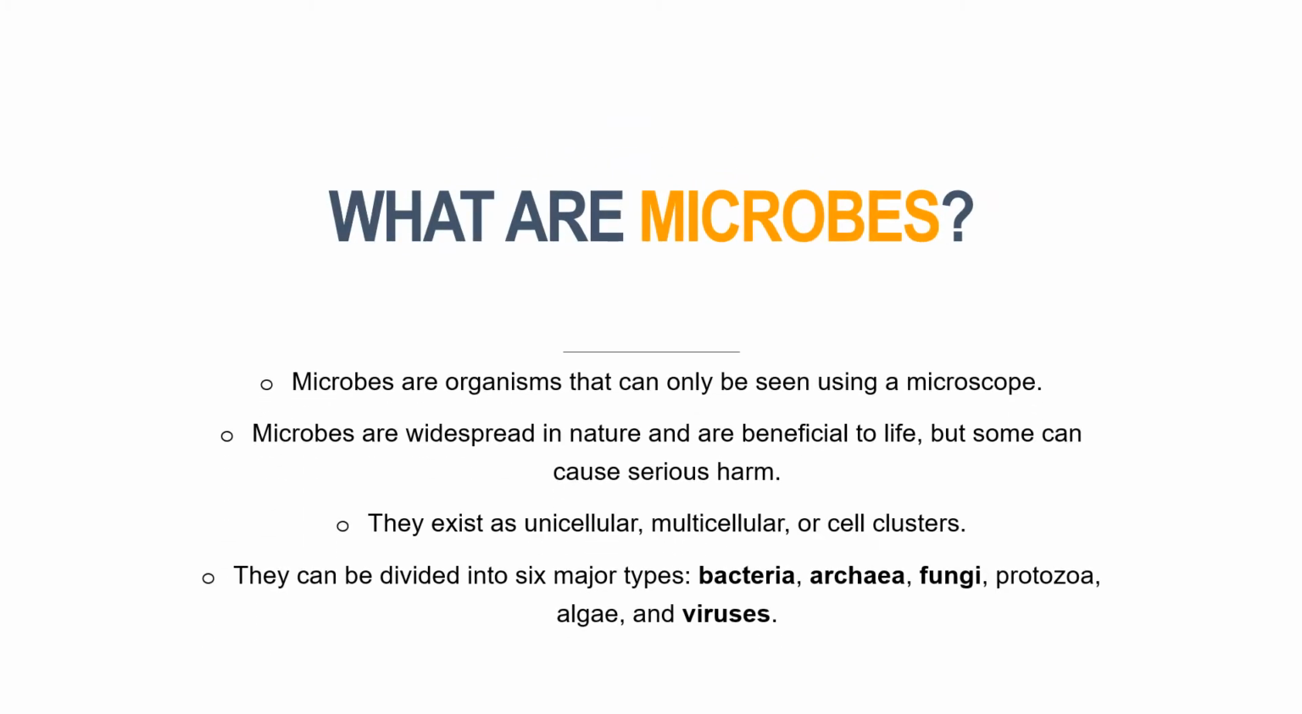So, what are microbes? Microbes are organisms that can only be seen using a microscope. They are widespread in nature and are beneficial to human life, but some can cause serious diseases that are harmful to humans. They exist as unicellular, multicellular, or cell clusters. Microbes can be divided into 6 major types: bacteria, archaea, fungi, protozoa, algae, and viruses. In this video, we will focus on 4 types, which are the bacteria, archaea, fungi, and viruses.